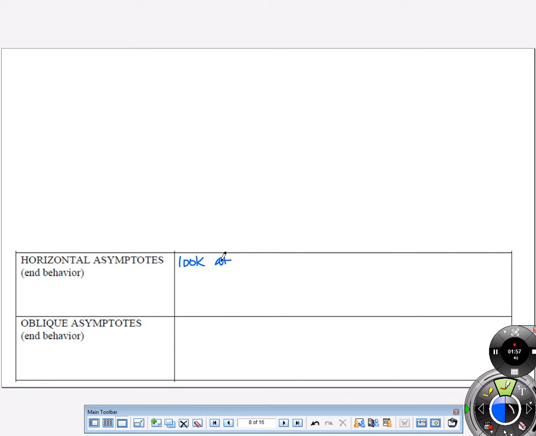Good. Okay, we're going to look at the degree, and it fell into 3 cases. What were our 3 cases? Numerator is greater than denominator. Okay. Numerator is equal to denominator. Okay. Numerator is less than denominator. Good.